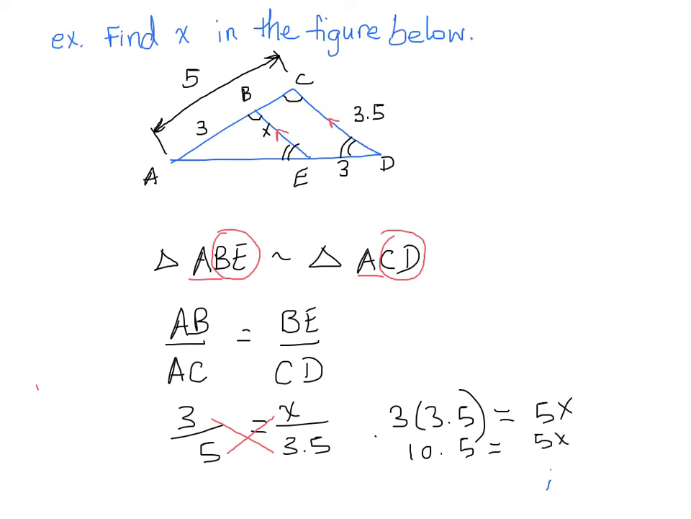And we're trying to isolate our x, so we can go ahead and divide both sides by 5, and we get finally that x is equal to 2.1, and that is our unknown length that we were trying to find right here. BE is equal to 2.1.